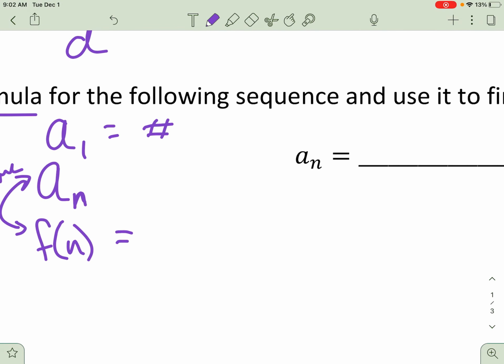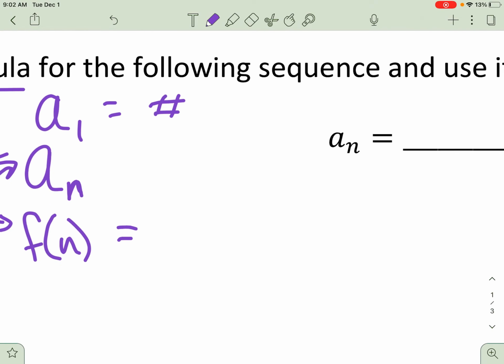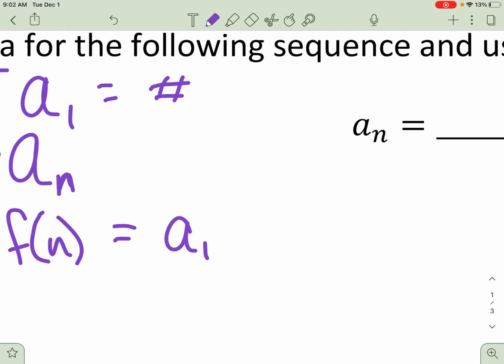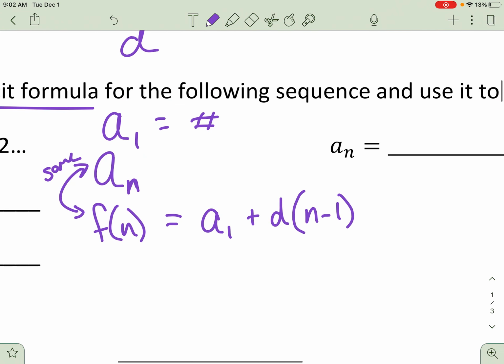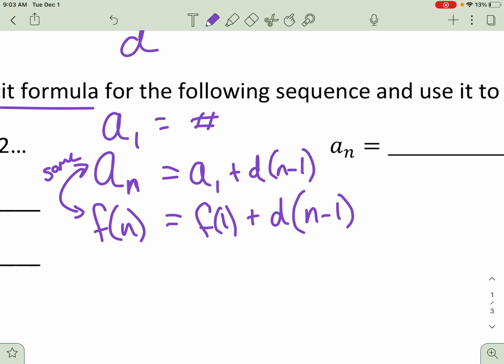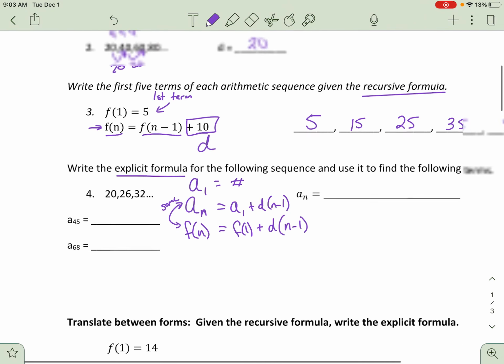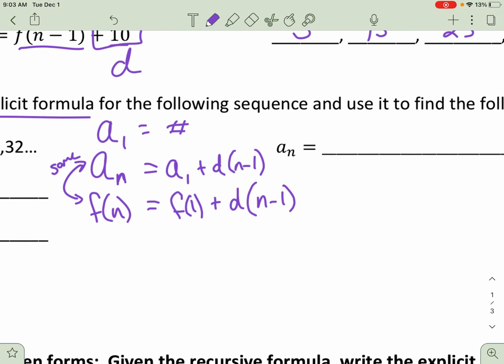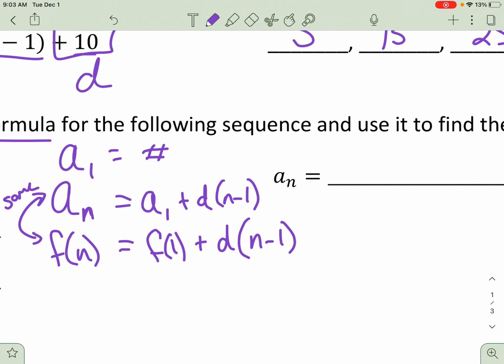Now remember that for explicit, you take the first term and you add the common difference times n minus 1, right? So in this case, it'd be a1, and this would be probably f of 1, plus d times n minus 1. So same equation, just different letters that they use. All right, so what's the explicit formula? If it doesn't tell you what term to find, if it has this n, that means we're going to keep the n in here, okay?